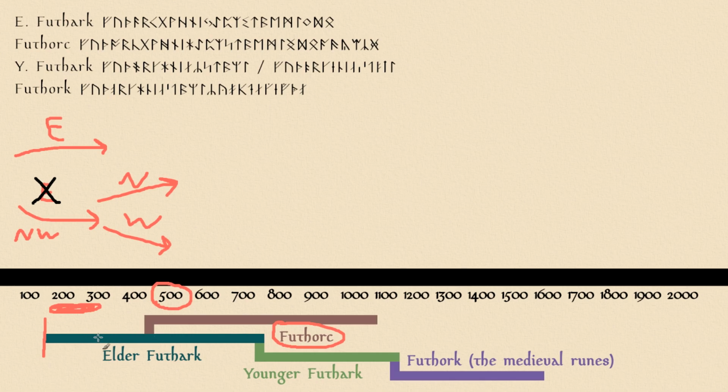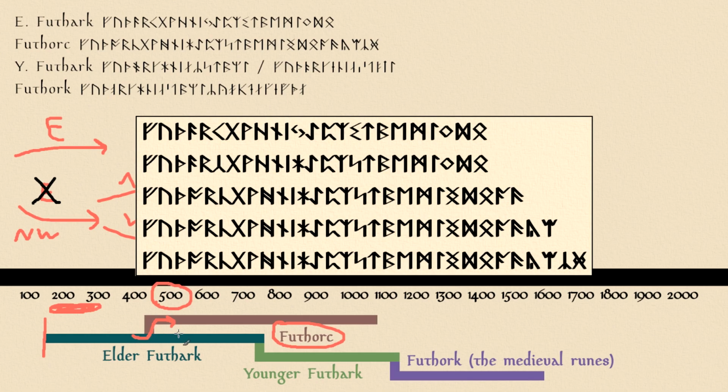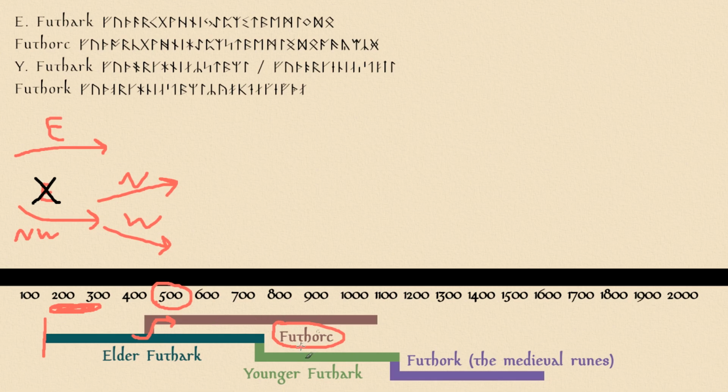I should probably point this out, that the distinguishing features here are subtle. It's not like at one point someone just said, hey, I'm tired of Elder Futhark, let's invent a new rune row. These are very small changes, and so really these should be gradients to get that point across, but yeah.